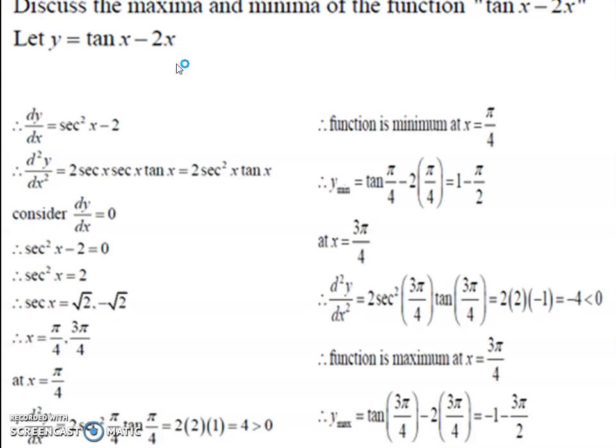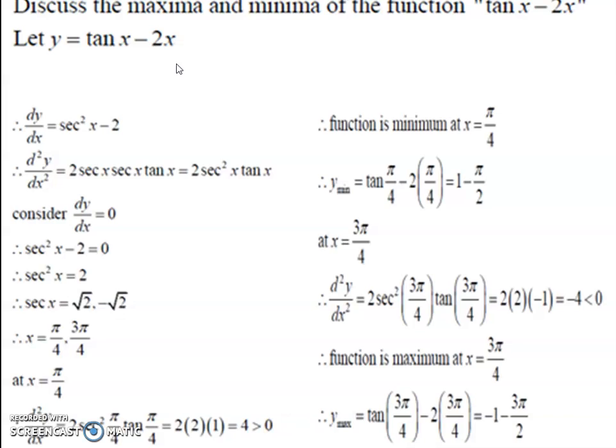In maximum and minimum value, we first have to find the first order derivative and second order derivative, and we put the first order derivative equal to 0. We derive the values of x, then we identify the maximum and minimum value at the point x comma y. This is the main procedure behind this.